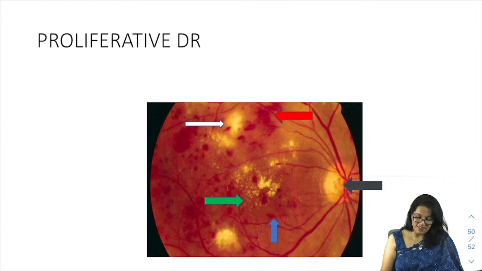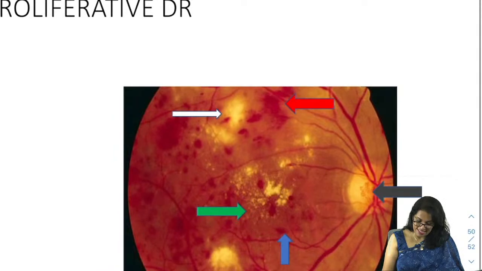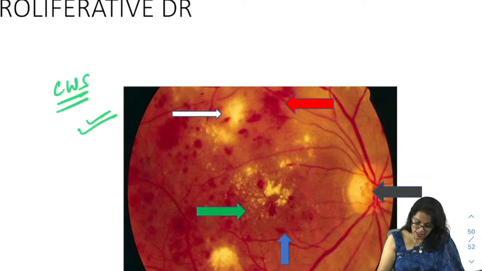When it is proliferative, how do we know? Let's have a look here. So, what are you looking at? Your white arrow is showing you soft exudates. These are also called cotton wool spots. Right? The red arrow is showing you flame-shaped hemorrhages.